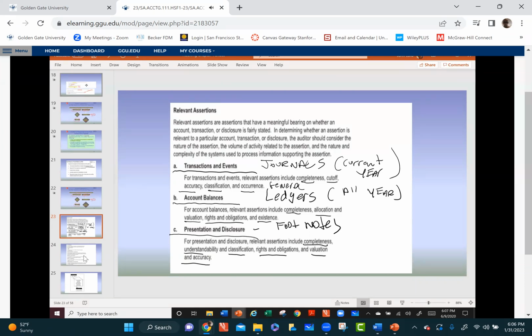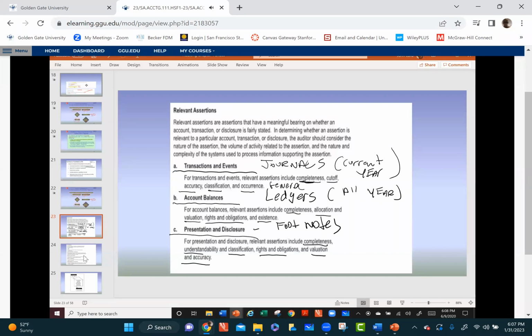So, completeness. Let's start with this one right here under transactions and events, completeness. So I want to make sure that all transactions that should have been recorded during the year, right? Because we're in the transactions and events for the current year, were actually recorded. I don't want management to, and I'm going to put quotes around accidentally because we're going to talk about fraud a little bit later here, and it could be intentional, but I'll go ahead and give them the benefit of the doubt, say it's an error.